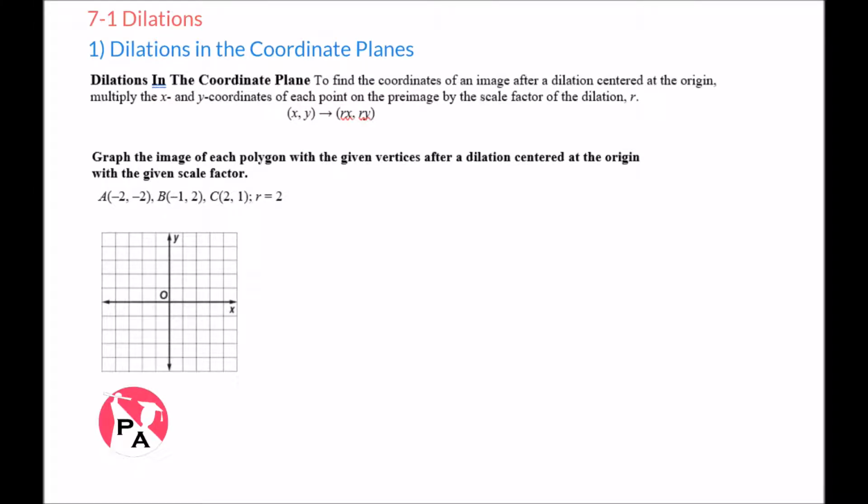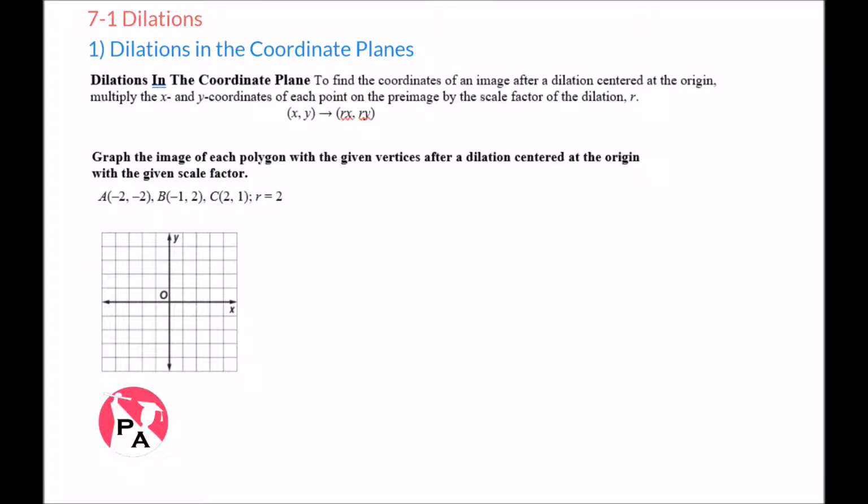Hello everyone, in this video we are going to talk about dilations in the coordinate plane centered at the origin. If a dilation is centered at the origin, here's what happens. Let's say the scale factor of a dilation is 3, then we are going to multiply the coordinates of the pre-image by that number. Like if the point was 1, 5, after a dilation centered at the origin by a scale factor of 5, we are going to multiply the numbers by 5.